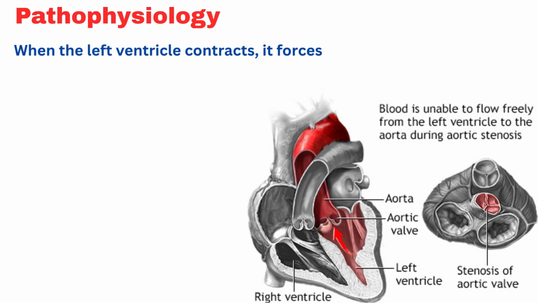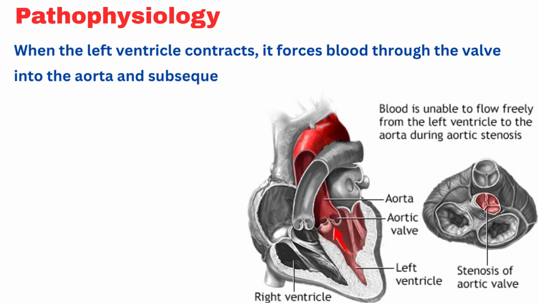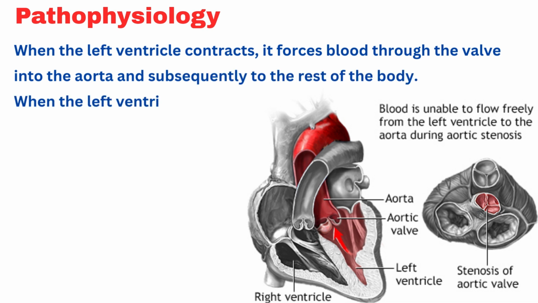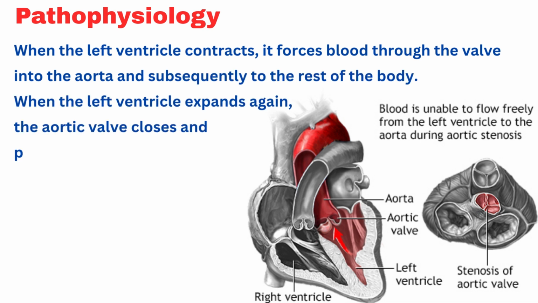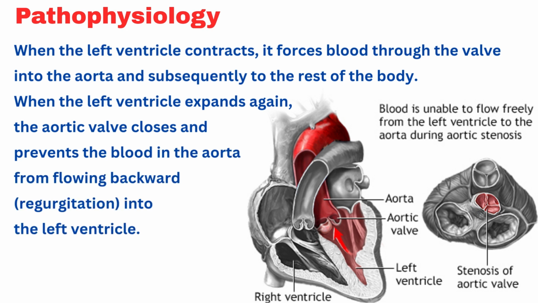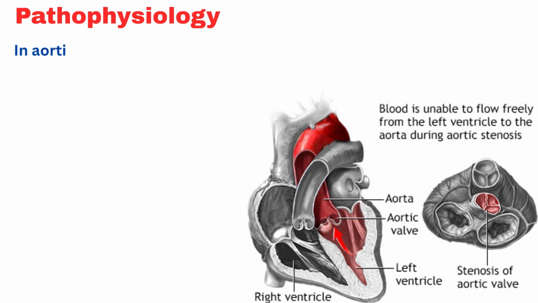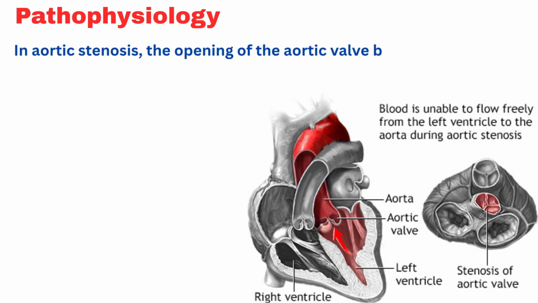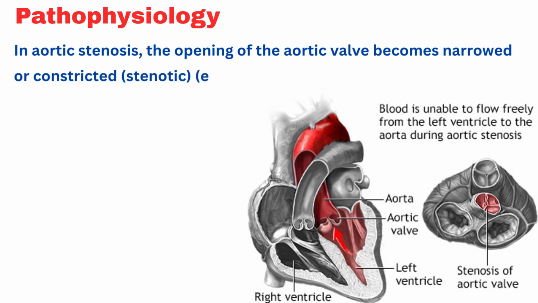Now we will see the pathophysiology of aortic stenosis. When the left ventricle contracts, it forces blood through the valve into the aorta and subsequently to the rest of the body. When the left ventricle expands again, the aortic valve closes and prevents the blood in the aorta from flowing backward into the left ventricle. In aortic stenosis, the opening of the aortic valve becomes narrowed or constricted.